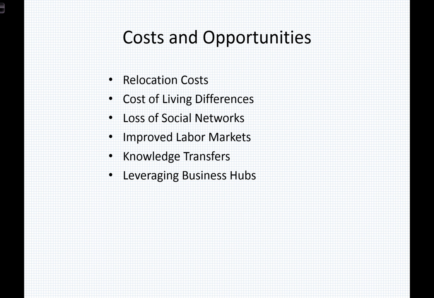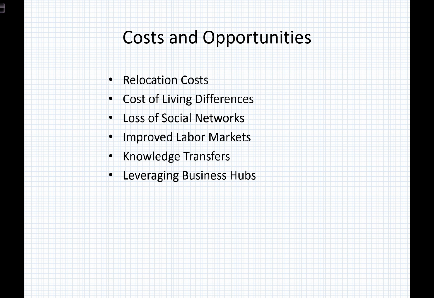We have cost of living differences. My guess is that it's very low cost of living in Hennifer, Utah compared to Chicago. Chicago is one of the most expensive housing markets in the country. So we have some cost of living differences that we have to think about. We have to think about the psychic cost of loss of social networks, loss of family, lots of friends. We might even think about the long-term cost of the loss of those social networks, because those social networks in many cases are also some of our very important business networks.